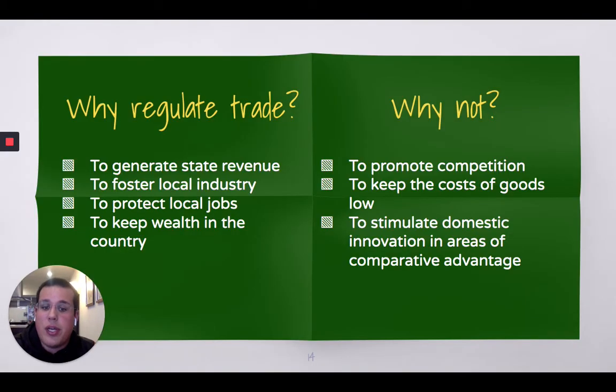Why regulate trade? There's four main reasons: to generate state revenue, to foster the local industry, to protect local jobs, and to keep wealth in the country. Why not? Again, to promote competition, to keep the cost of goods low, to stimulate domestic innovation, or basically to allow for the liberal market to flourish.